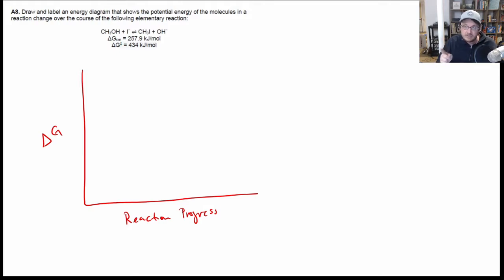The delta G of the reaction is actually positive in this case. So that should tell us that our starting materials, the CH3OH plus the iodide, should be lower in energy compared to the products, which here would be the methyl iodide and hydroxide ion. And you have that energy difference right here, which is the delta G of the reaction.